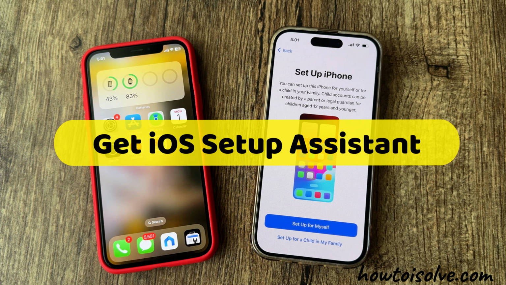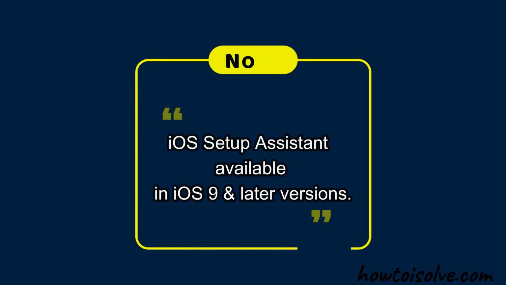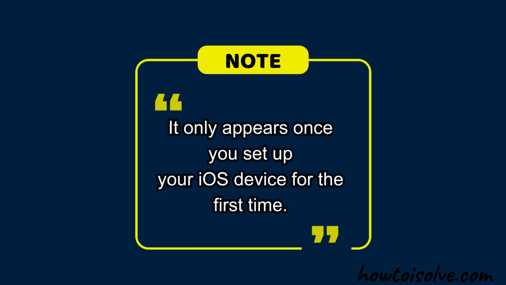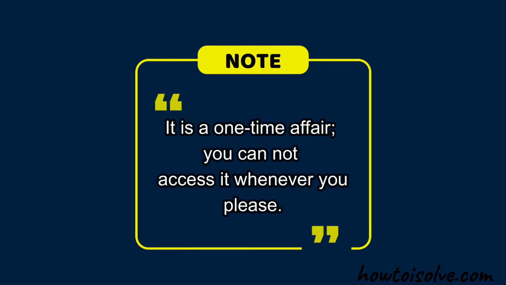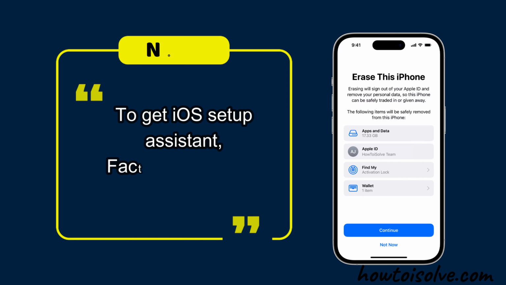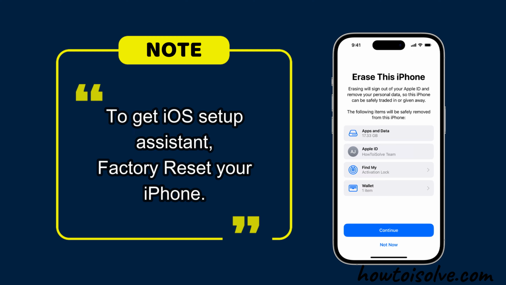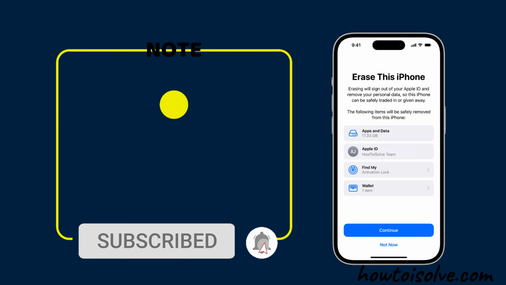In this video, I will show you how to get the iOS Setup Assistant. Please note that the iOS Setup Assistant is available in iOS 9 and later versions. It only appears once you set up your iOS device for the first time. It is a one-time affair. You cannot access it whenever you please. However, if you want to get iOS Setup Assistant, you need to factory reset your iPhone. So, let's watch the video till the end.